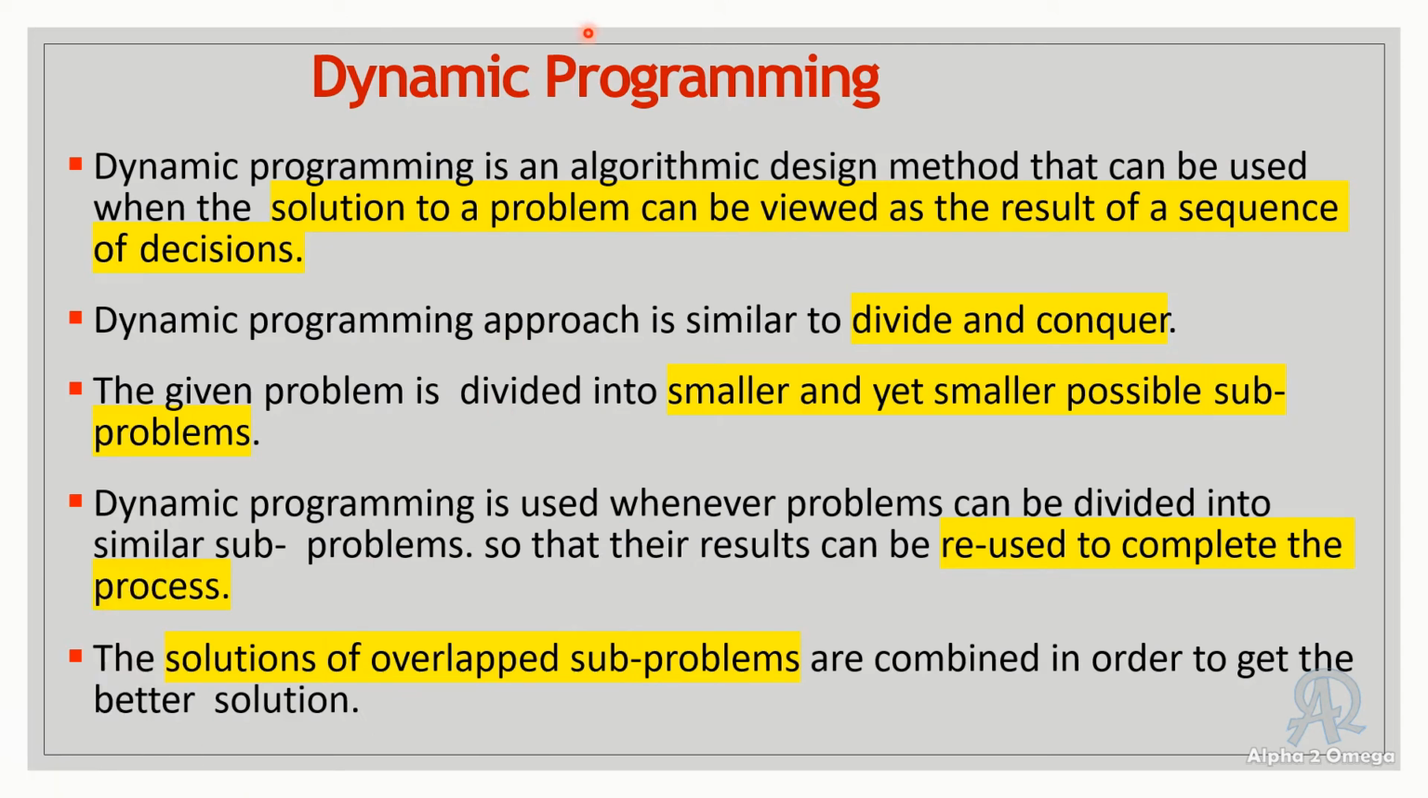Okay, now the last thing given in your book is about dynamic programming. Okay, they have asked it for 2 marks. Okay, for 2 marks or 3 marks you will be getting this definition. What is the meaning of dynamic programming? Dynamic programming is an algorithmic design method that can be used when the solution to a problem can be viewed as a result of a sequence of decisions.